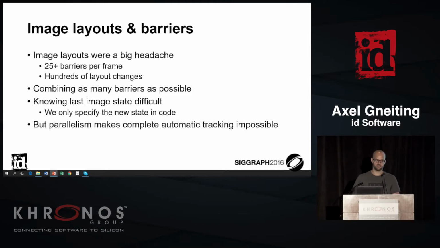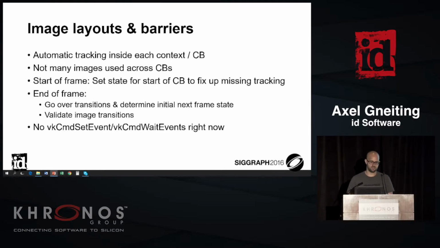You can't just hard code this in the code because the last image state depends on what options were set, what passes were running before. So we actually only specify the next image state. And the previous image state gets tracked by our system. But again, parallelism makes this really difficult because the same image might be used in different contexts and they are filled parallel. So as a compromise, we only do automatic tracking inside one of our contexts. And the good thing about this is that not many images actually are used in different contexts.